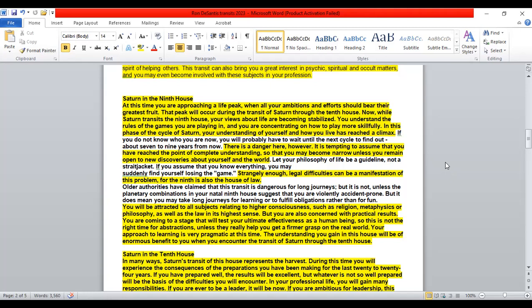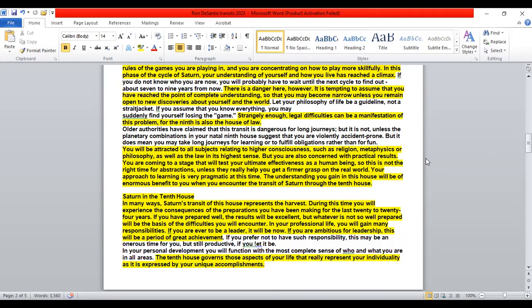Strangely enough, legal difficulties can be a manifestation of this problem, for the 9th house is also the house of law. You will be attracted to all subjects related to higher consciousness, such as religion. You better get some religion, boy. Metaphysics or philosophy, as well as the law in its heightened sense. Now, that would be good. I would like to hold that thought out there.